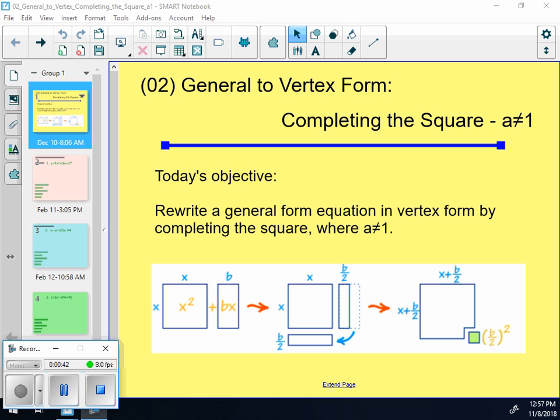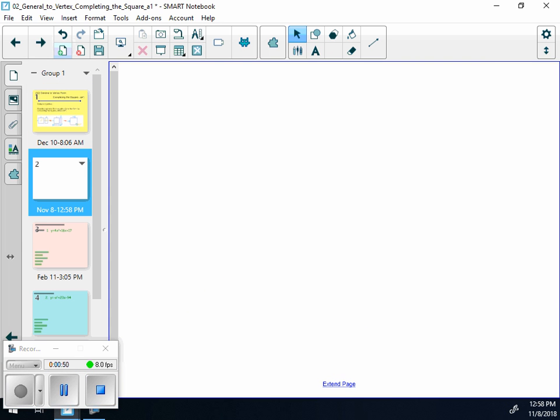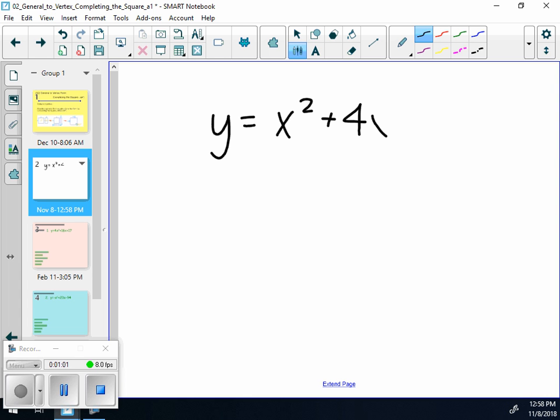So today we are continuing with this idea of completing the square, and we are using a more special case today. But before we really start that, let's review what we started on yesterday. If I give you the equation y equals x squared plus 4x plus 20, we want to get this general form into vertex form. Take a few moments, and I will pause while you try to get this into vertex form.